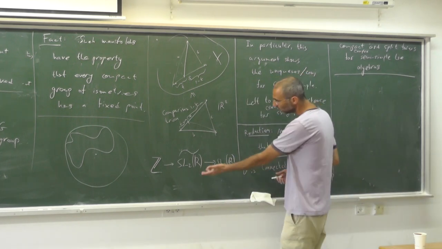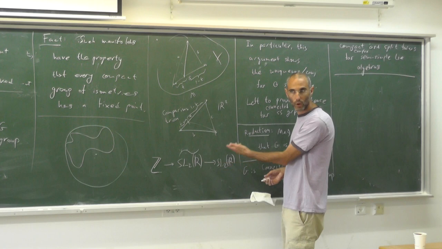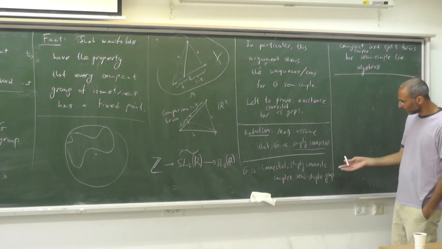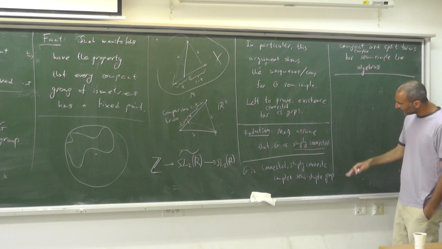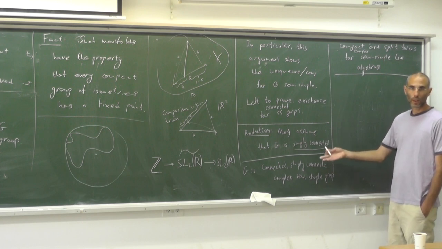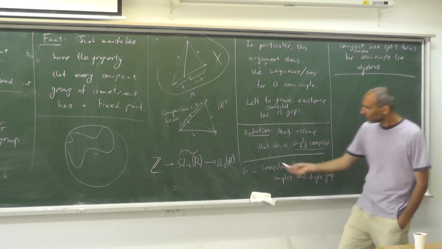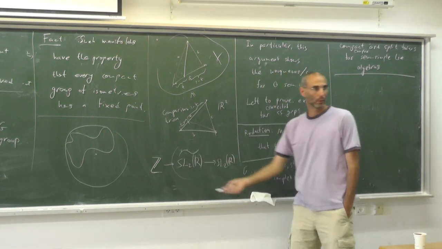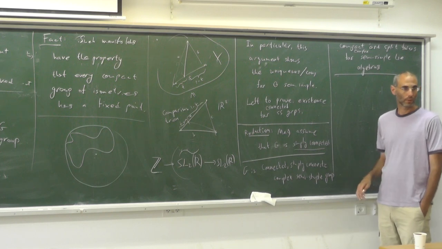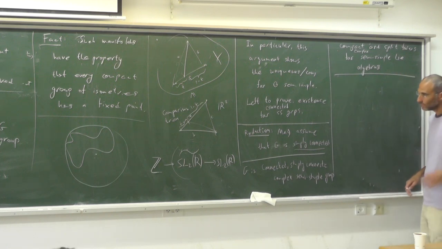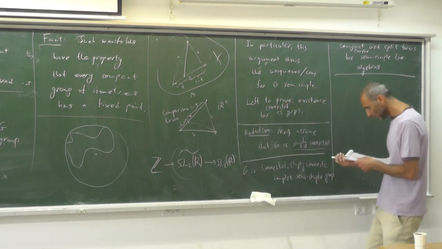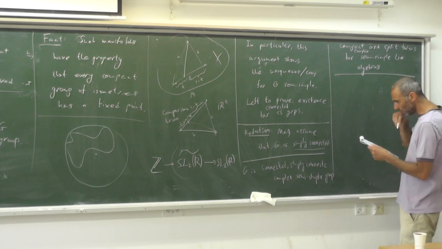But this is not a complex example. Or the complex, this is part of the general theorem that simply connected Lie groups are algebraic. So this is not an algebraic group, this is not a matrix. This is a famous example of a Lie group which cannot be represented as a matrix. Okay, so now I'm reviewing.